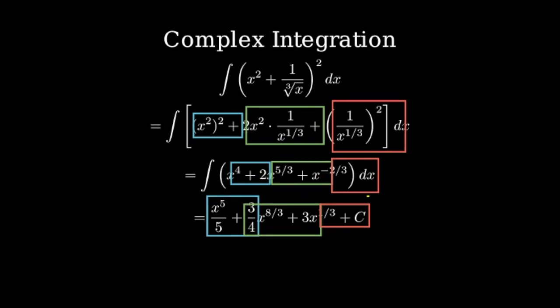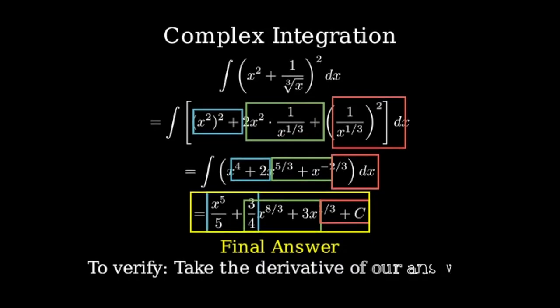And there we have it. Our final answer is x to the 5th over 5 plus 3/4 x to the 8/3 plus 3x to the 1/3 plus c, where c is our constant of integration. Let's verify our answer is correct by checking that when we differentiate it, we get back to our original integrand.